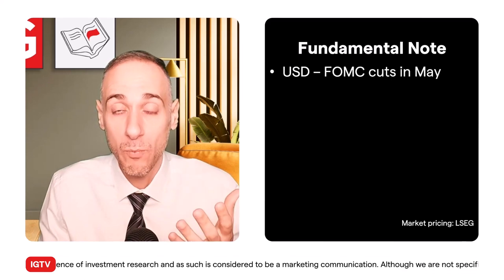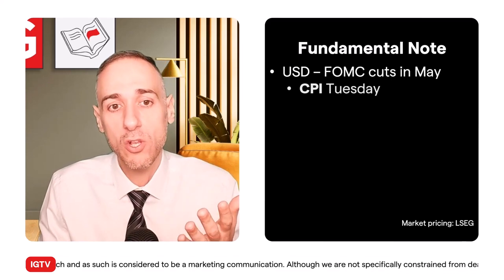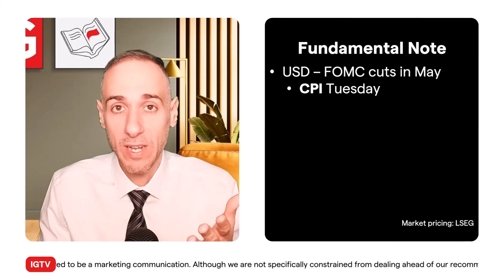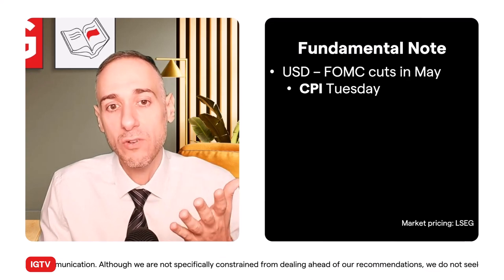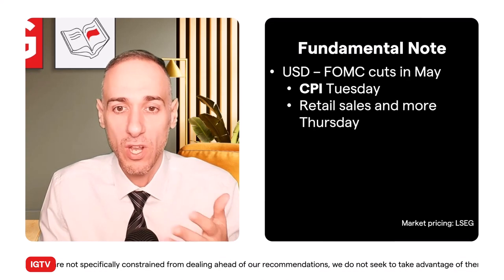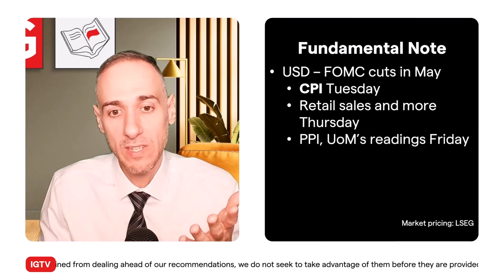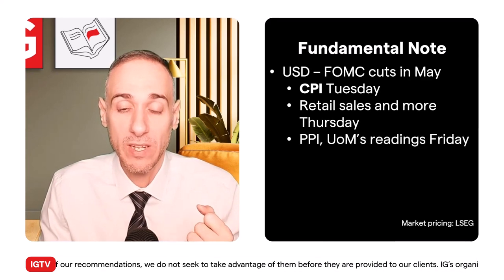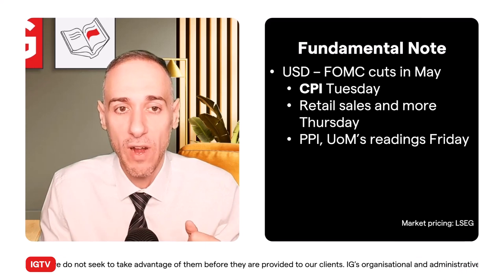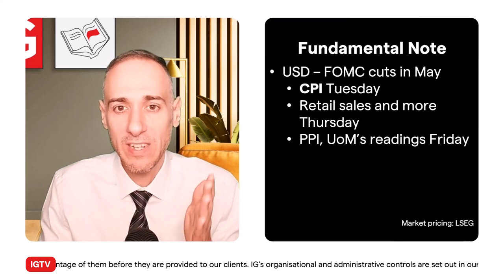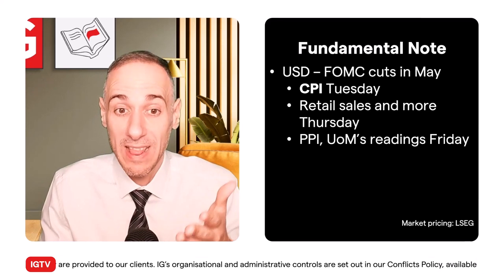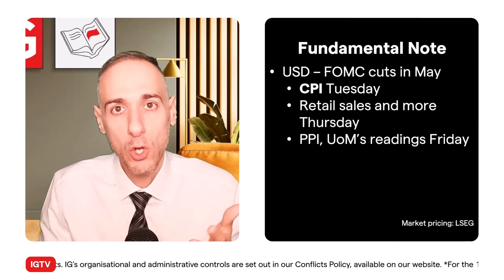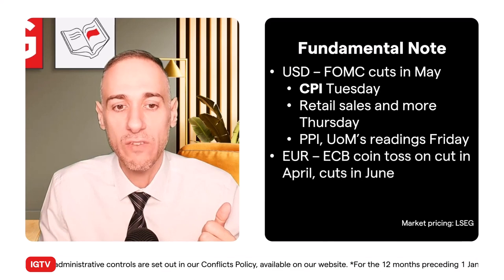So what about from a fundamental point of view? What are some of the things we've got to brace ourselves for? Those of you putting in the levels for Tuesday, beware, CPI releases then, it's a significant one. You've got retail sales and more on Thursday. You've got producer prices and U of M's preliminary reading for consumer sentiment and inflation expectations on Friday. And market pricing, by the way, is still showing that the Fed is going to cut in May, but these figures, especially CPI on Tuesday, could result in a change in that narrative, at least a little bit.